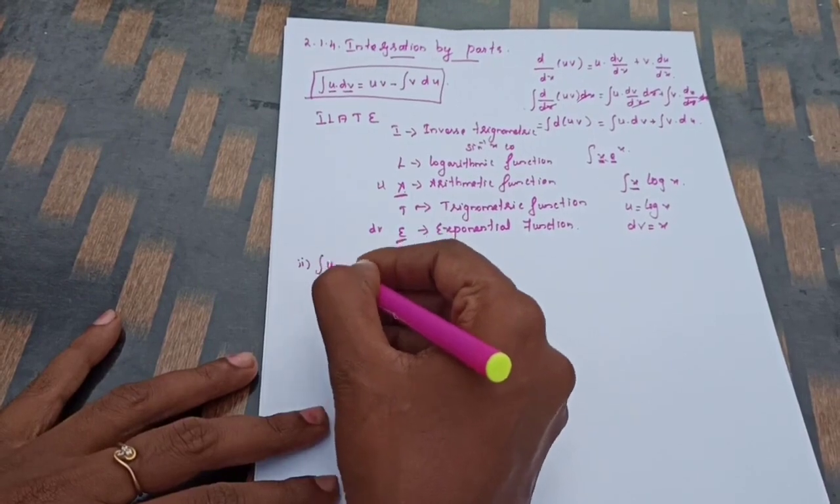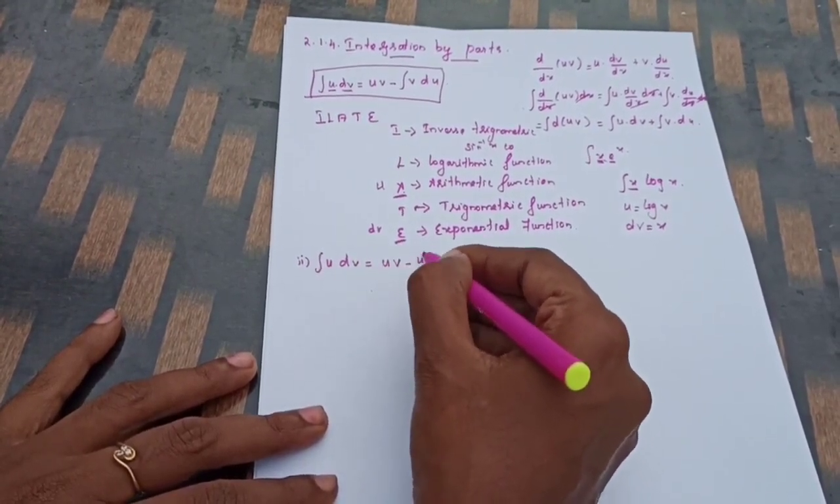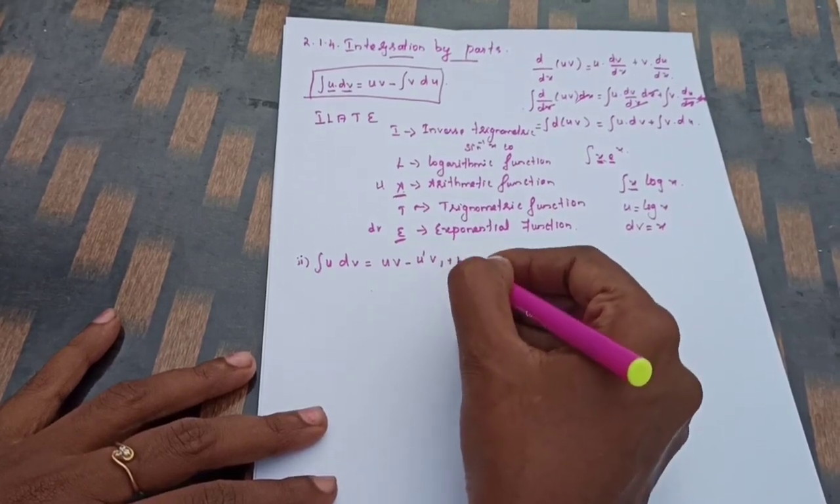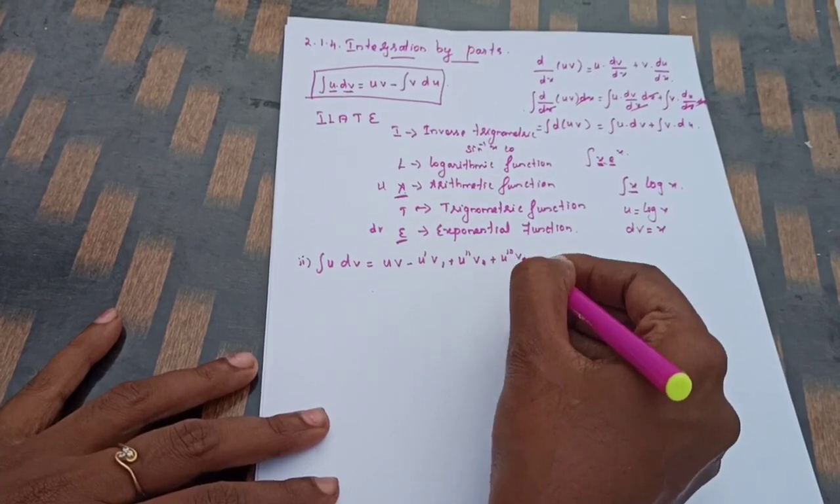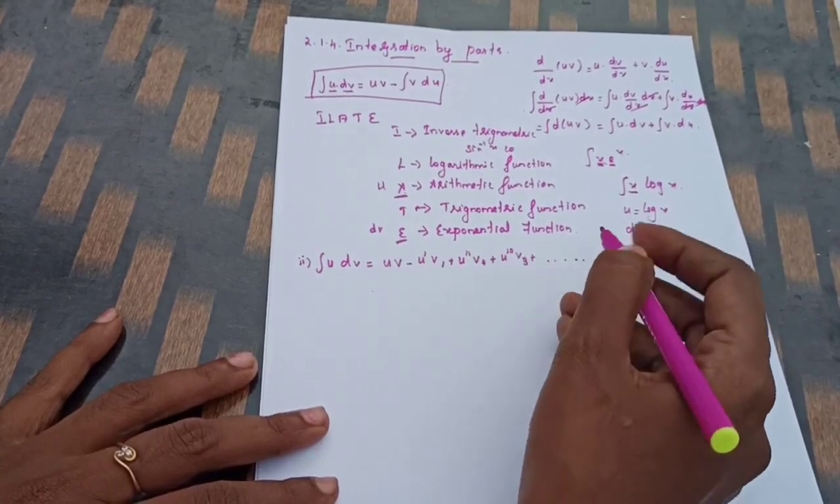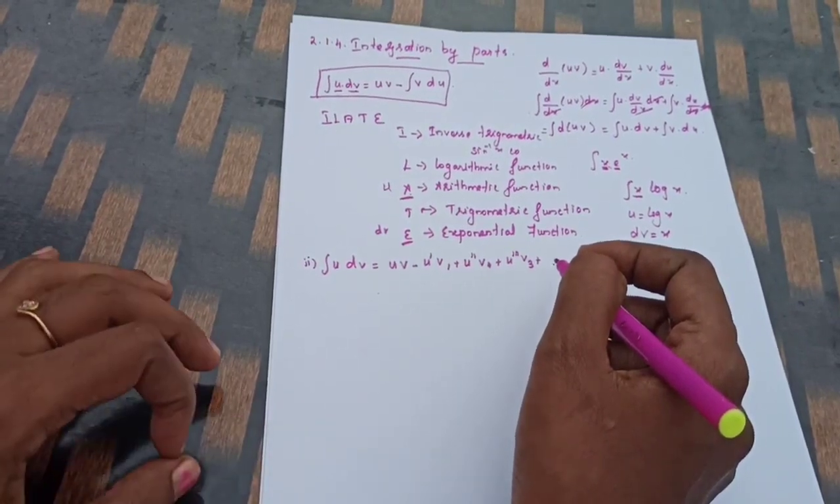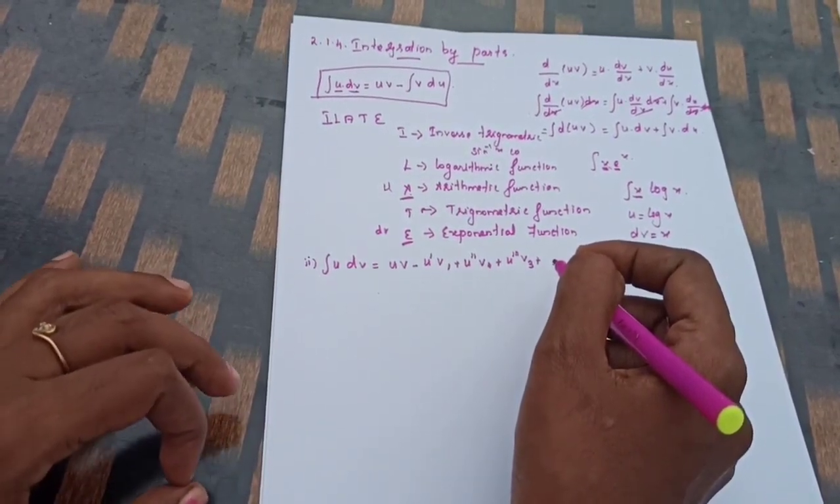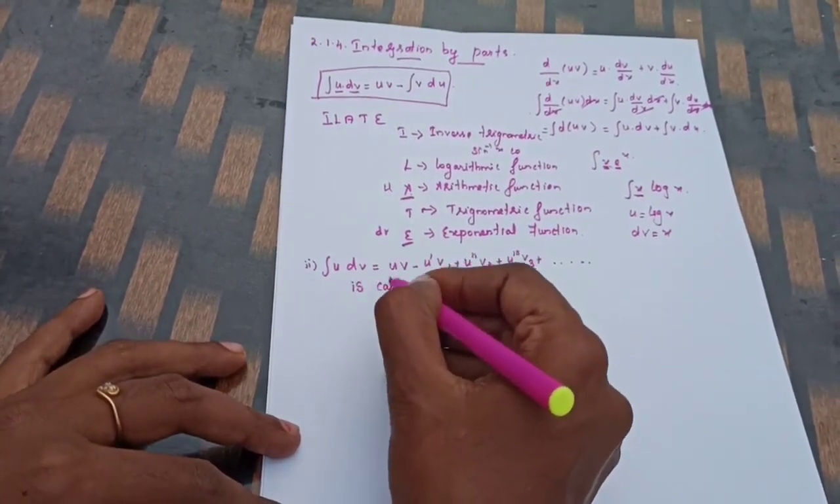You can integrate easily. That is, integral of u dv equals uv minus u dash v1 plus u double dash v2 plus u triple dash v3 plus etc. This is Bernoulli's formula. When you are taking notes, take this above-mentioned formula. This formula is called Bernoulli's formula.